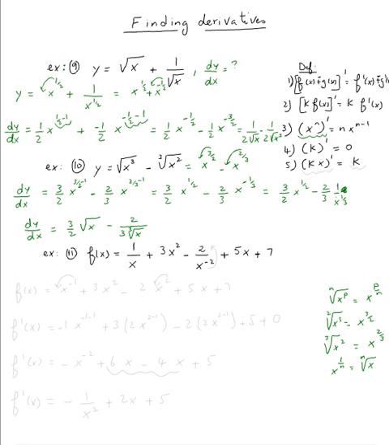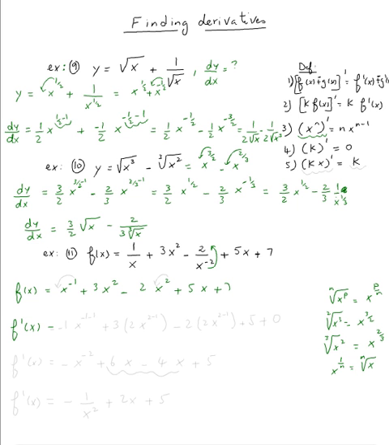Alright, now for example 11, first, same thing, we need to rewrite the function. If we rewrite the function, f of x is equal, 1 over x is the same thing as x to the negative 1, plus 3x squared, we don't do anything to it, minus 2 over x to the negative 2, I'm moving this to the top, so this becomes x squared. The reason why we do this is so we can use the power rule. Plus 5x plus 7.